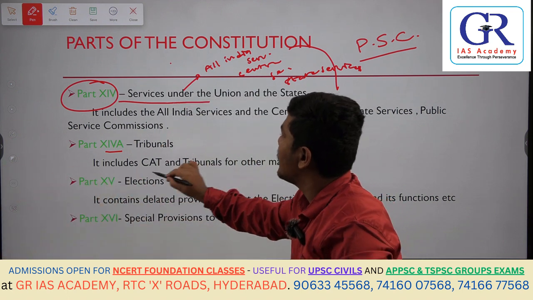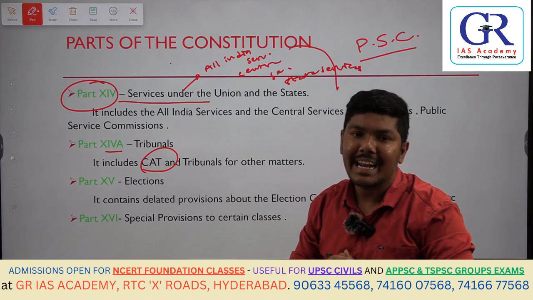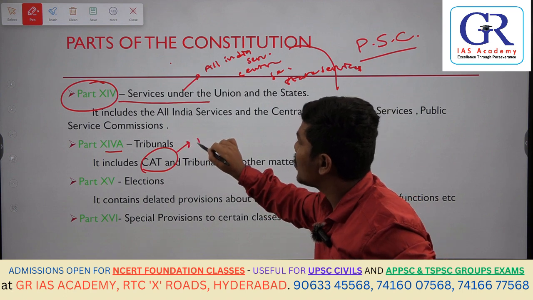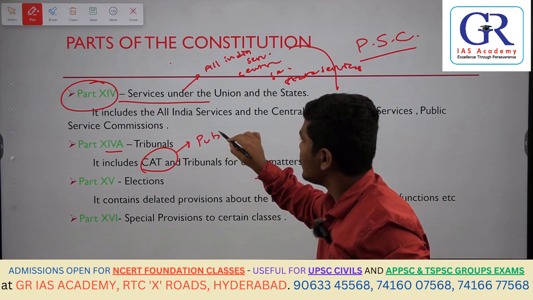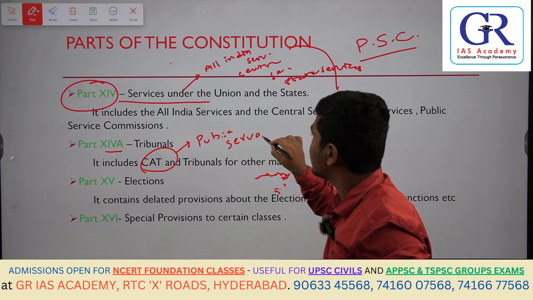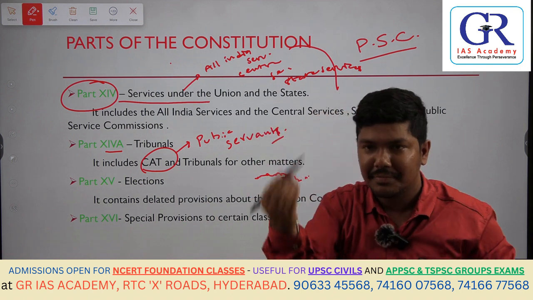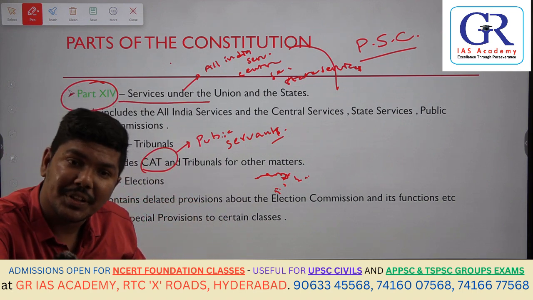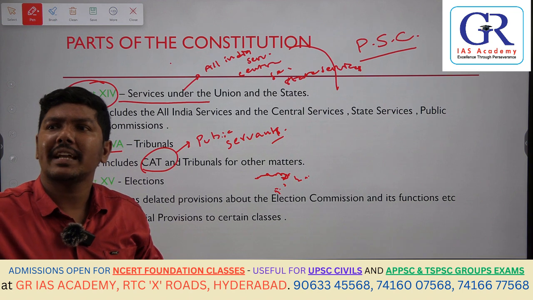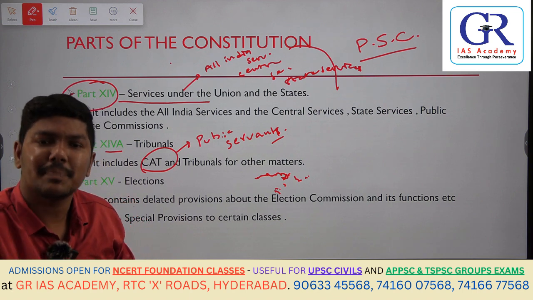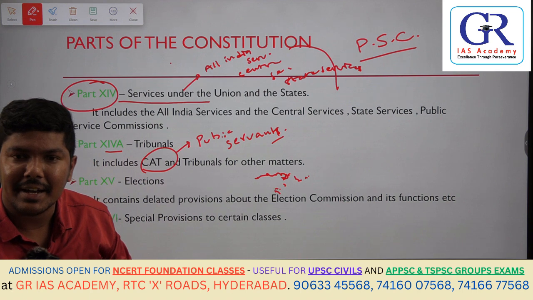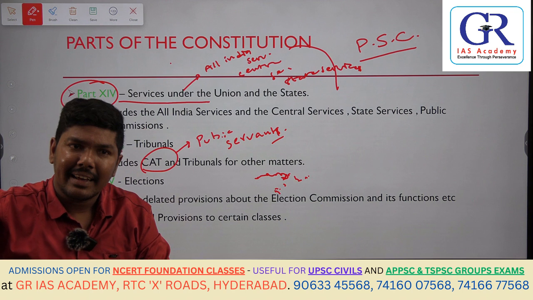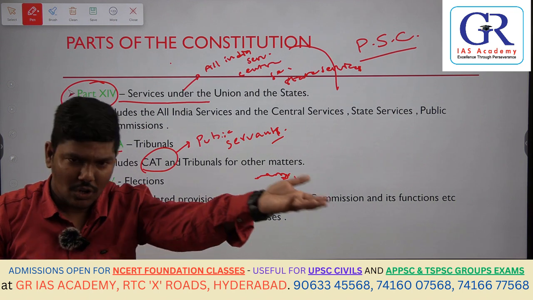Let us discuss some examples. For example, CAT, Central Administrative Tribunal. This is a court for public servants. Public servants means IAS, IPS and all these people and all the central government employees. Whenever there is any issue, for example when a person has been terminated just like that, when a person has been suspended just like that, or some discrimination has been carried out, then they will approach CAT, not the Supreme Court. The Supreme Court will say that we have a separate tribunal for you called CAT.